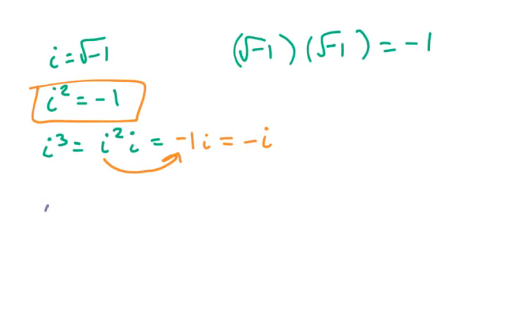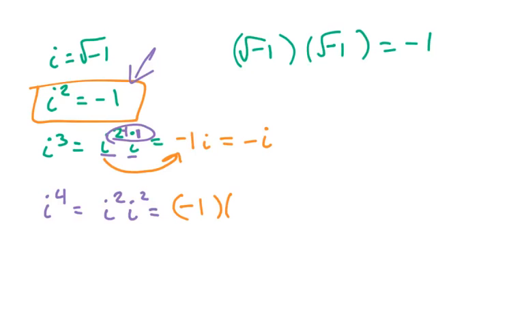Piggybacking off of the other ones, i to the fourth is nothing more than i squared times i squared. If this isn't clear, with the first two, when the bases are the same, we add the exponents. So that's why I'm rewriting it as squared and squared. We like this because we know i squared is negative 1 again. So we can simply say that this is negative 1 times negative 1, which is 1.